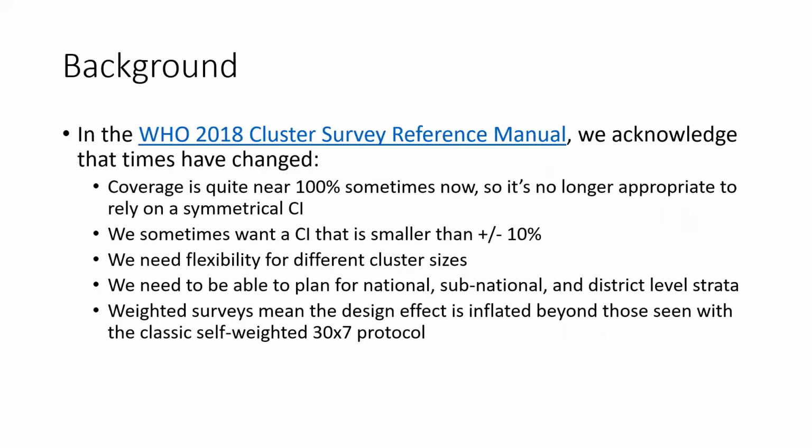And so in the updated WHO manual, we say, hey, times have changed here. Coverage is sometimes near 100%, or near 0% in some sad situations. So we don't want to use a symmetric confidence interval anymore. We want to use a modern proportion confidence interval that has better behavior near 0 and 100%. We want to have flexibility to sometimes be asking for a more narrow confidence interval than plus or minus 10%. We need flexibility for different cluster sizes and for different stratum sizes. Maybe it's a district level survey where we expect higher ICCs, or a national survey where we expect lower ICCs.